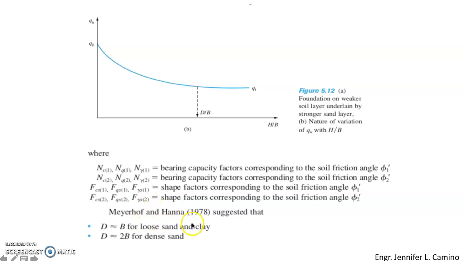So according to Meyerhof and Hanna, they suggested that D should be approximately equal to B for loose sand and clay, and D should be approximately equal to 2B for dense sand.